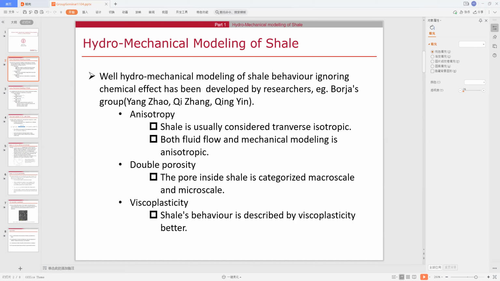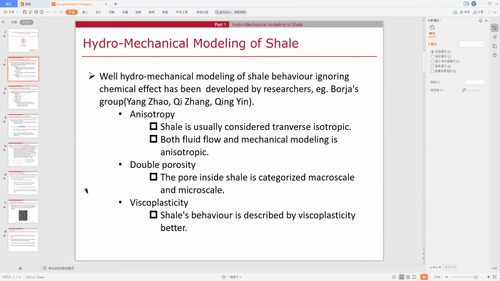Okay, from my point of view, the three main factors we need to consider for modeling shale are anisotropy, double porosity, and viscoplasticity. Shale is a kind of sedimentary rock, so it is usually assumed transverse isotropic. Sabrina just introduced what is transverse isotropic, so I will not go deeper here. It means that the behavior of shale is different in bedding normal and bedding parallel direction. Here, both the fluid flow and the mechanical behavior will be assumed transverse isotropic. Of course, their bedding normal direction could be different. Therefore, our elastic modulus and permeability tensor will have a transverse isotropic pattern.